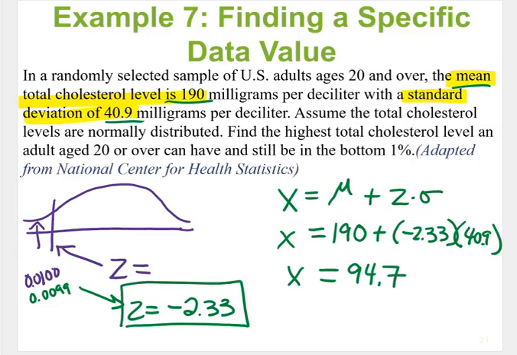94.7. So that means that 1% of the population has a total cholesterol level of 94.7 or lower, so about 95. So if you have a score of 95 or lower, you have an extremely low cholesterol level, right? You are in the bottom 1%.